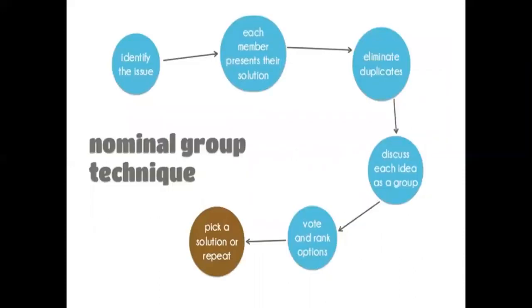Here is the flowchart diagram about the nominal group technique. First of all, identify the issue, then each member presents their solution, then we eliminate the duplications, and then discuss each idea as a group, and then voting is done, and then rank the options, and then pick a solution or it can be repeated.